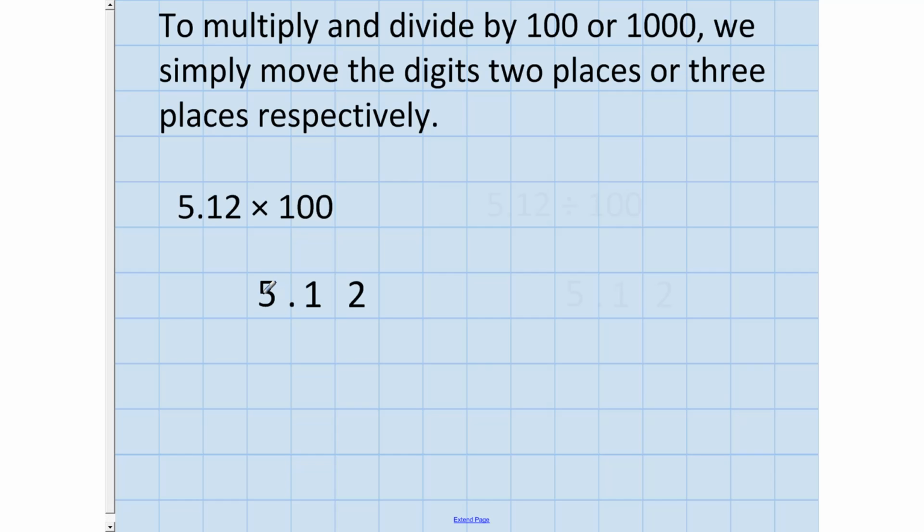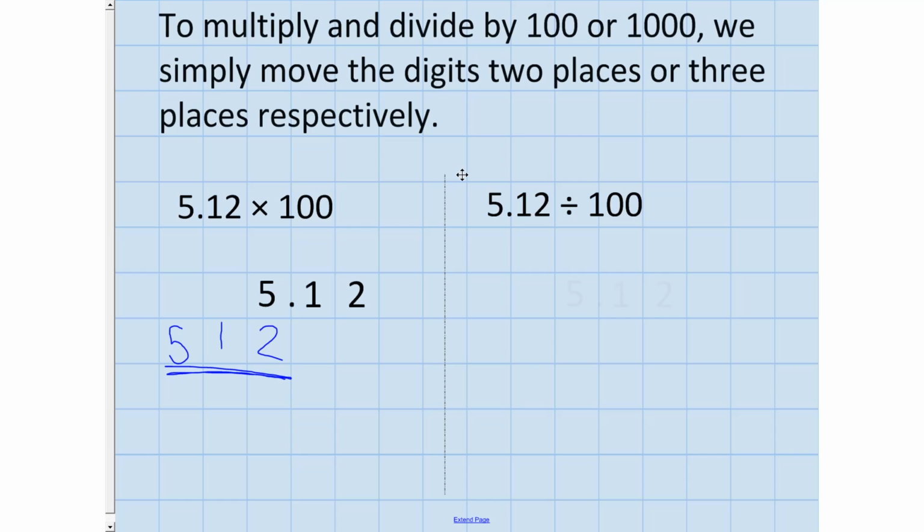Times in, digits go to the left. We're making the number bigger. So instead of the 5 representing 5 units, it's going to represent 5 hundreds. Then instead of 1 representing tenths, it's going to represent tens, and the 2 will represent units. So all digits move 2 places this time to the left, and it's 512.